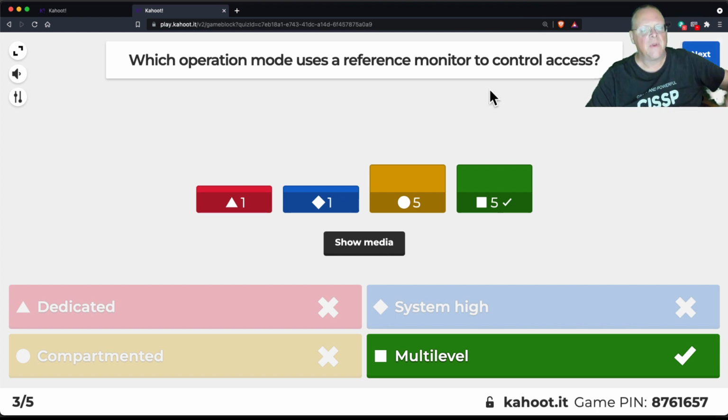All right. Anyway, the reference monitor is used in the multi-level system where you actually have multiple people at different clearances using the same system, and they have to trust the operating system to keep track of who you are and limit it.